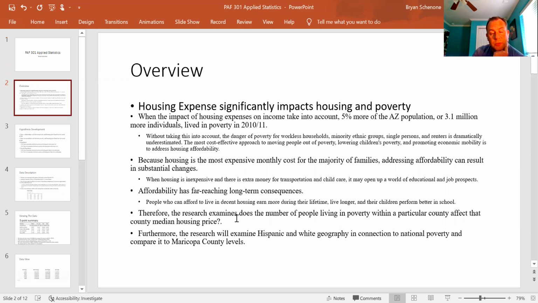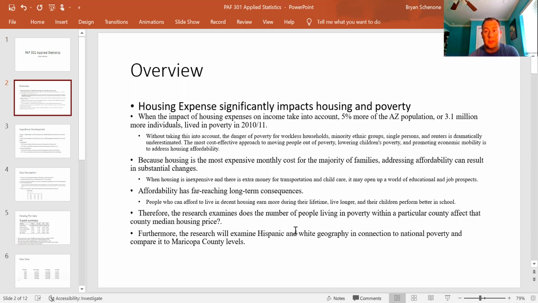So the research, we examined the numbers of people living in poverty within a particular county that affect the county median and housing price. So the research throughout this presentation will be the Hispanic and white geography in connection with the national poverty, as well as it's compared to Maricopa County.